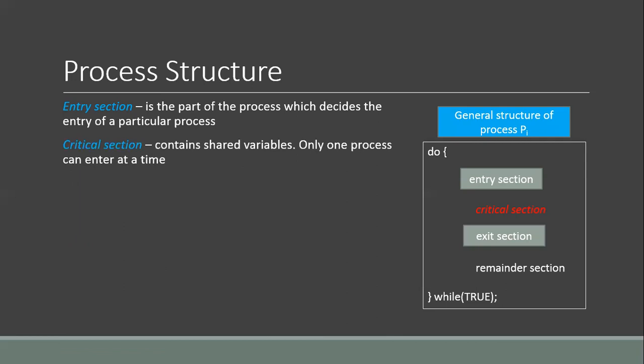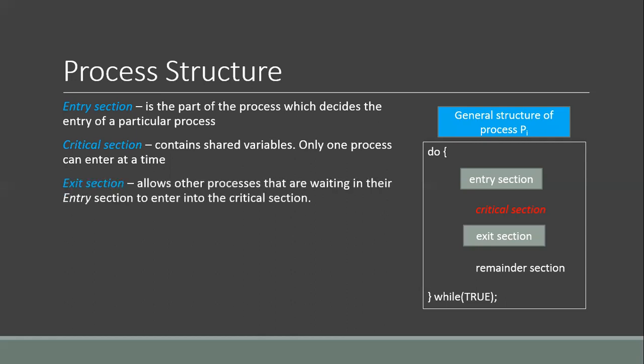Critical section. The critical section area contains the shared variables. Only one process can enter at any time. So if multiple processes are executing concurrently, and these processes are cooperating processes, that is, they are sharing some data, in that case only one process should be allowed to enter its critical section. The other processes should be prohibited. They must wait until the first process finishes with its critical section.